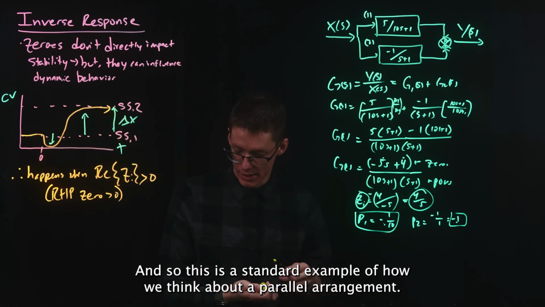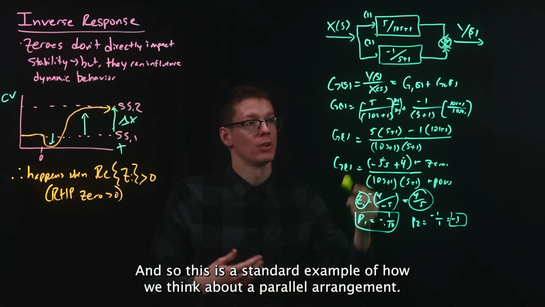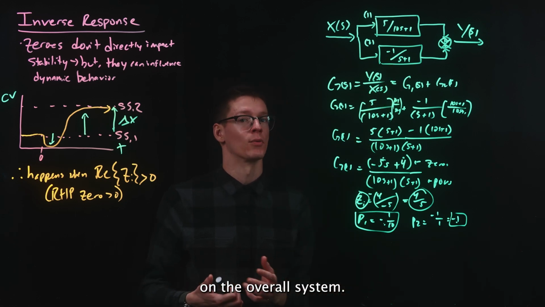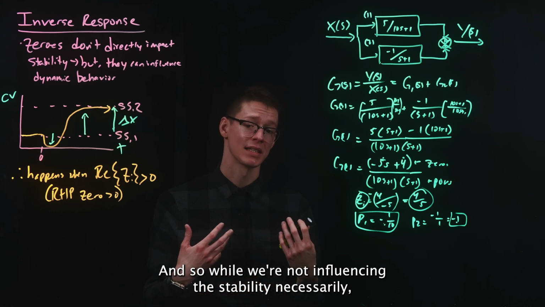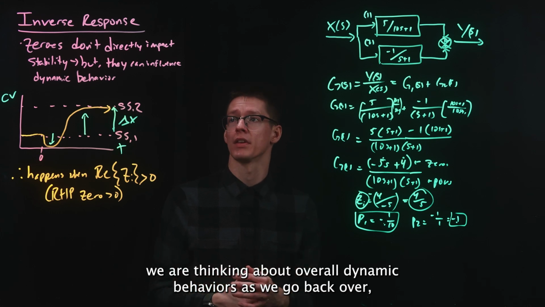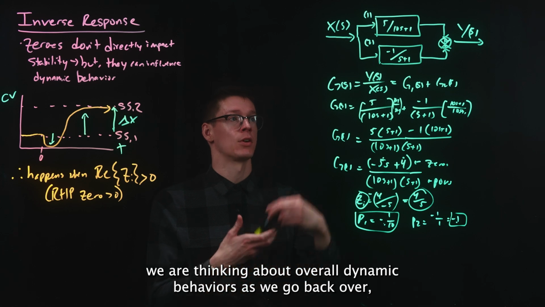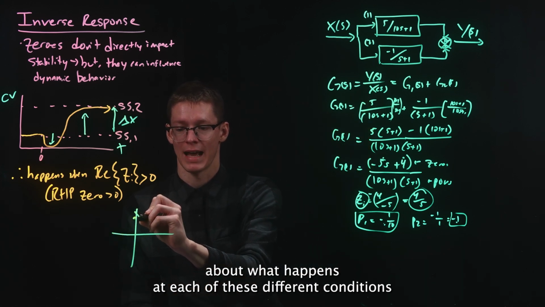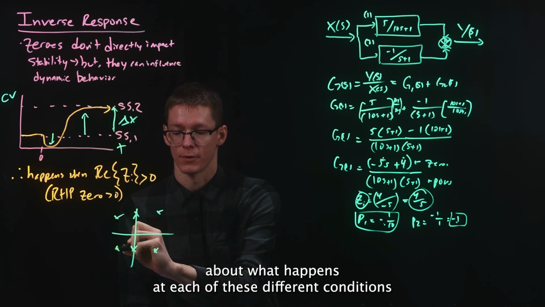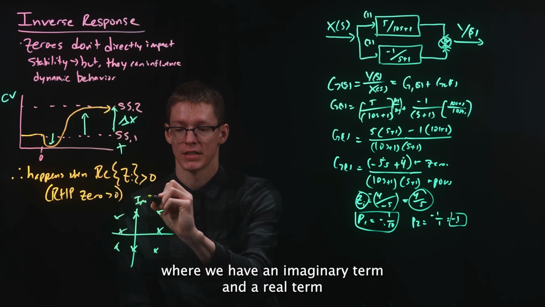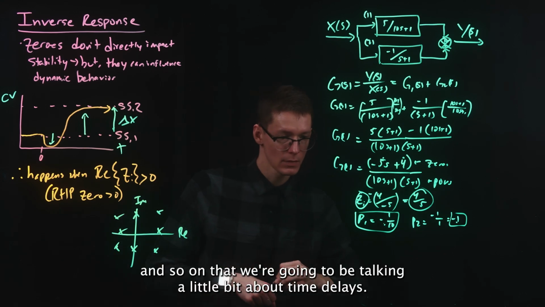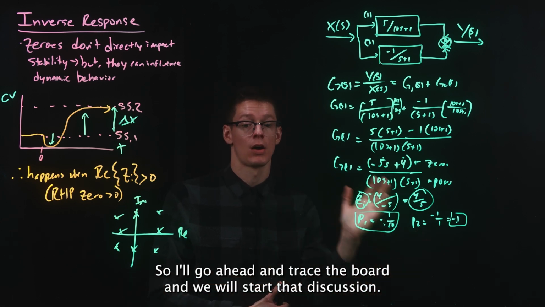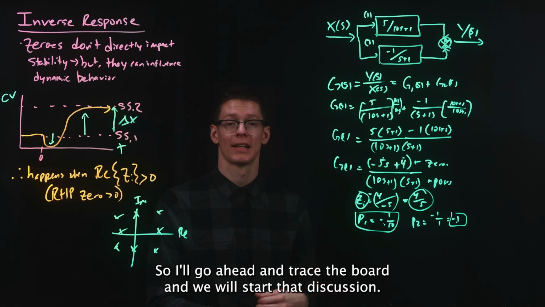And so this is a standard example of how we think about a parallel arrangement and the influencing factors of different transfer functions on the overall system. And so while we're not influencing the stability necessarily, we are thinking about overall dynamic behaviors as we go back over, which does come back to our original discussion about what happens at each of these different conditions where we have an imaginary term and a real term. And so on that, we're next going to be talking a little bit about time delays. So I'll go ahead and erase the board and we will start that discussion.